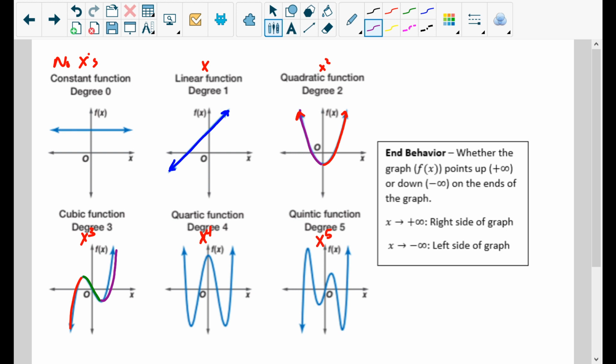Now, let's talk about end behavior. Well, what is end behavior? End behavior determines whether the graph goes up to the right or down to the right, or up to the left and down to the left. So, what's it doing? Is it increasing? Is it decreasing? That's my end behavior. As x approaches positive infinity, as x goes to the right, it's the right side of the graph. As x approaches negative infinity, as x goes to the left side of the graph. We'll talk about these a little bit here.